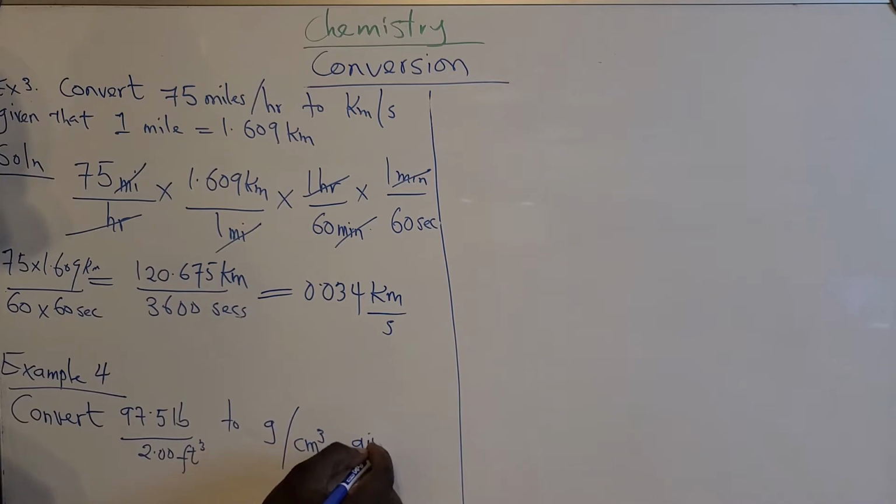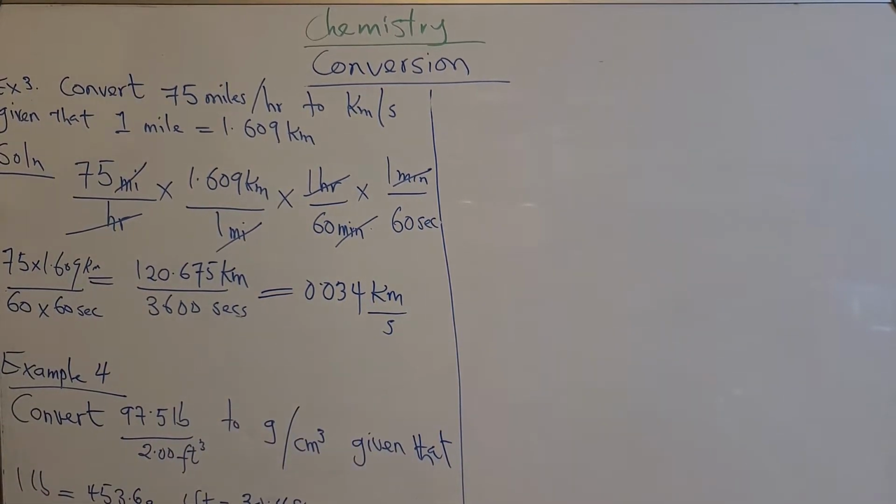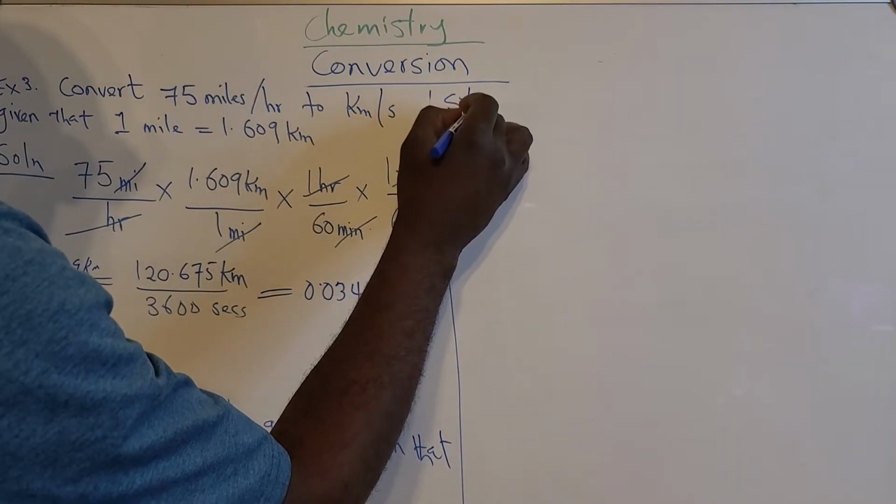Given that 1 pound is equal to 453.6 grams, okay. And then we can say 1 foot is equal to, let's do centimeters, right? So let's say it's equal to 30.48 centimeters. Because we're going to centimeters, right? So you're given this information right here. So how do you do that? Solution. Let's go to solution.